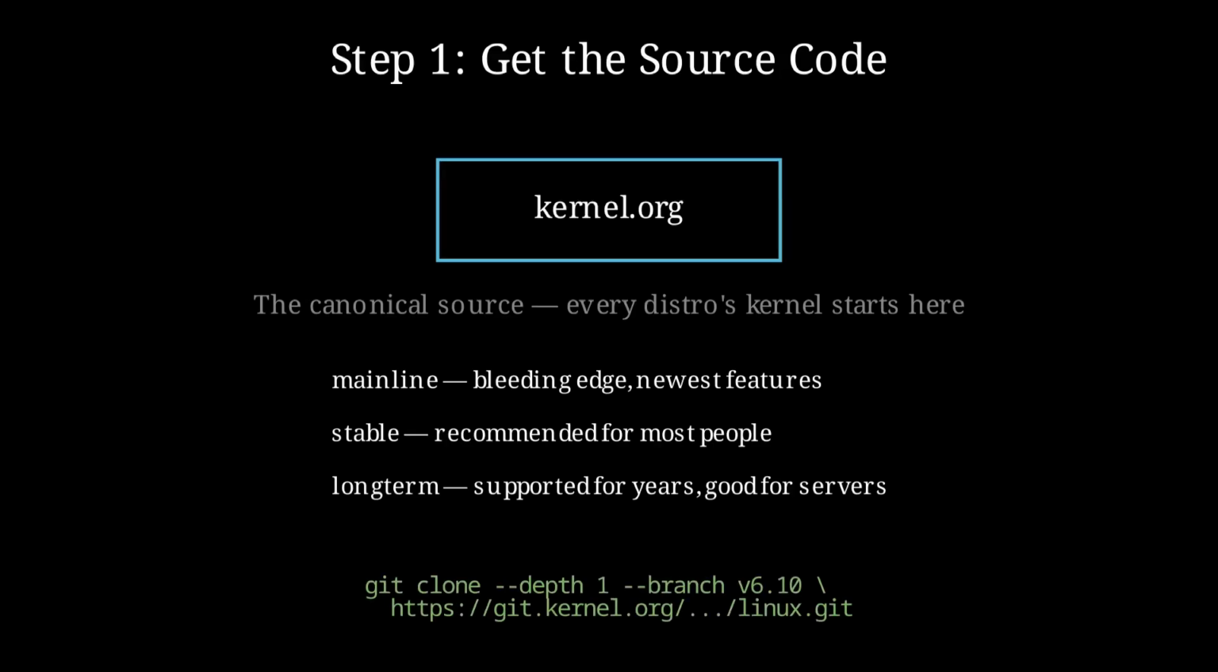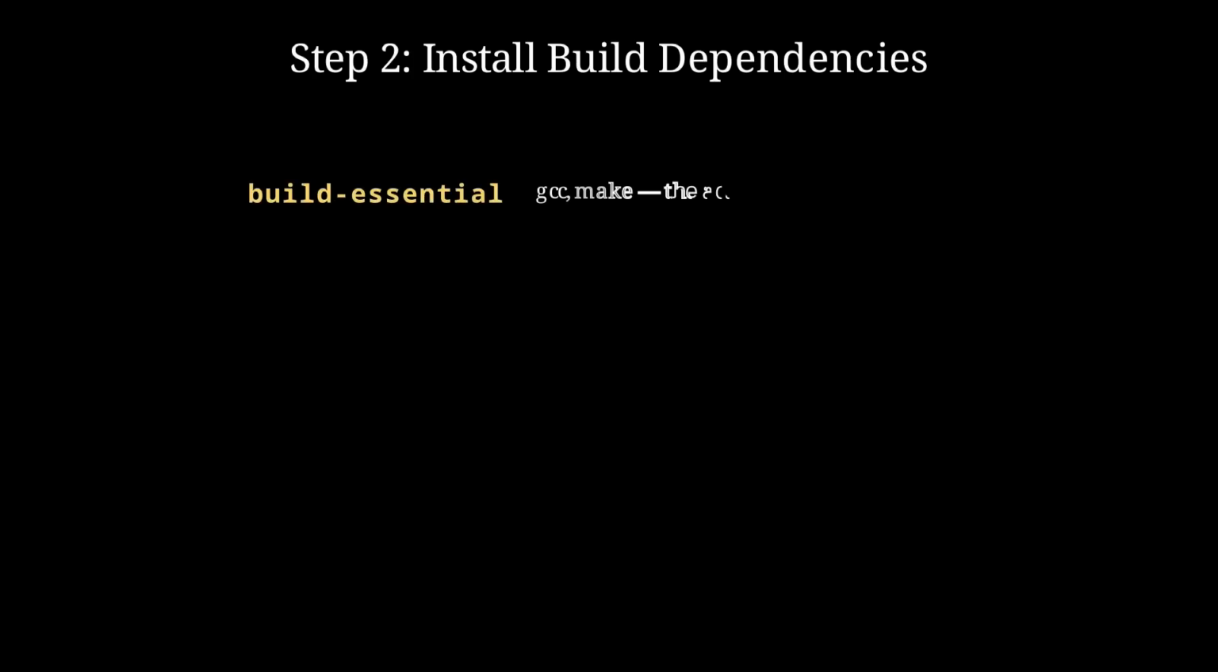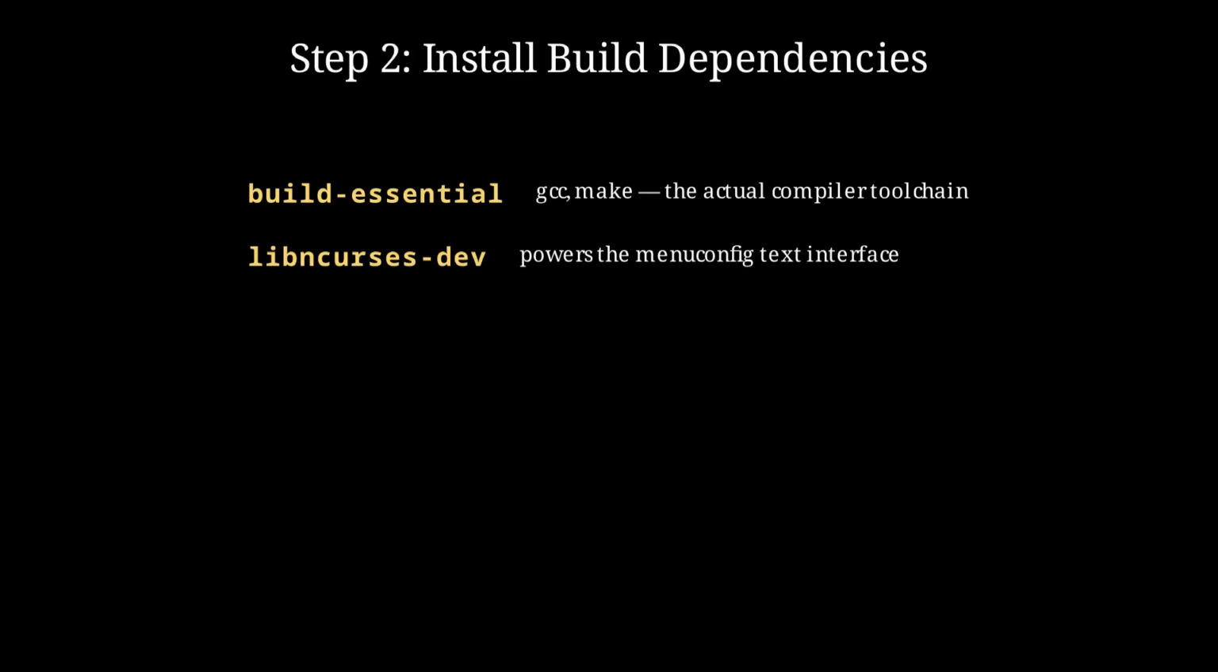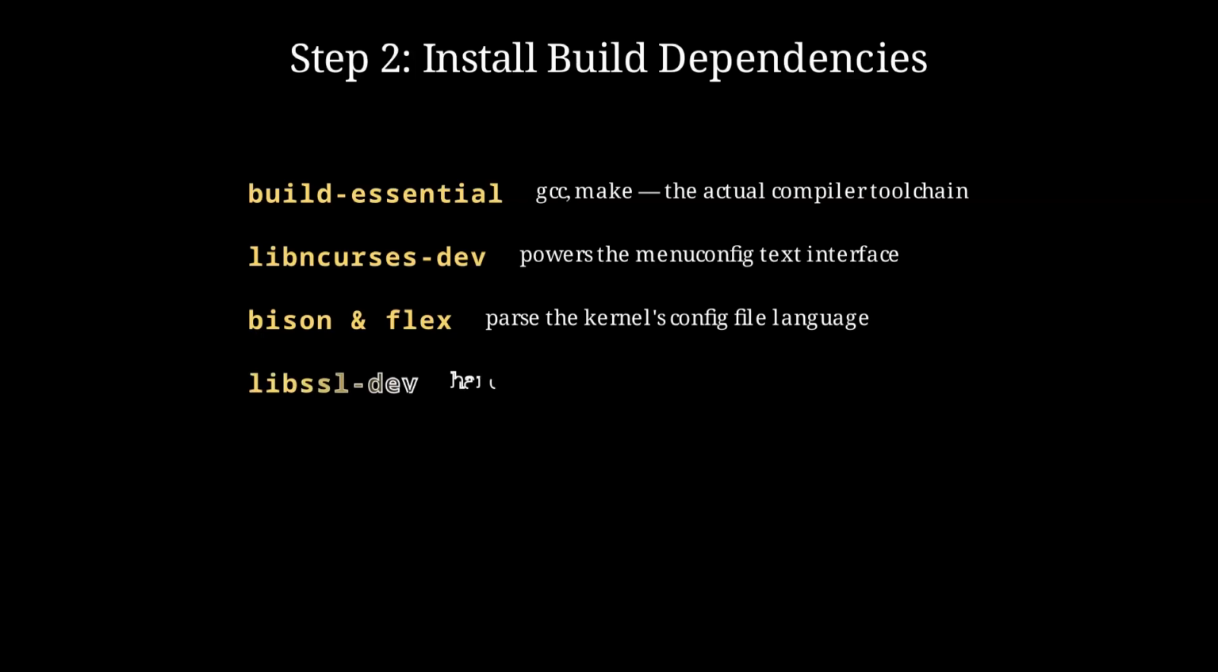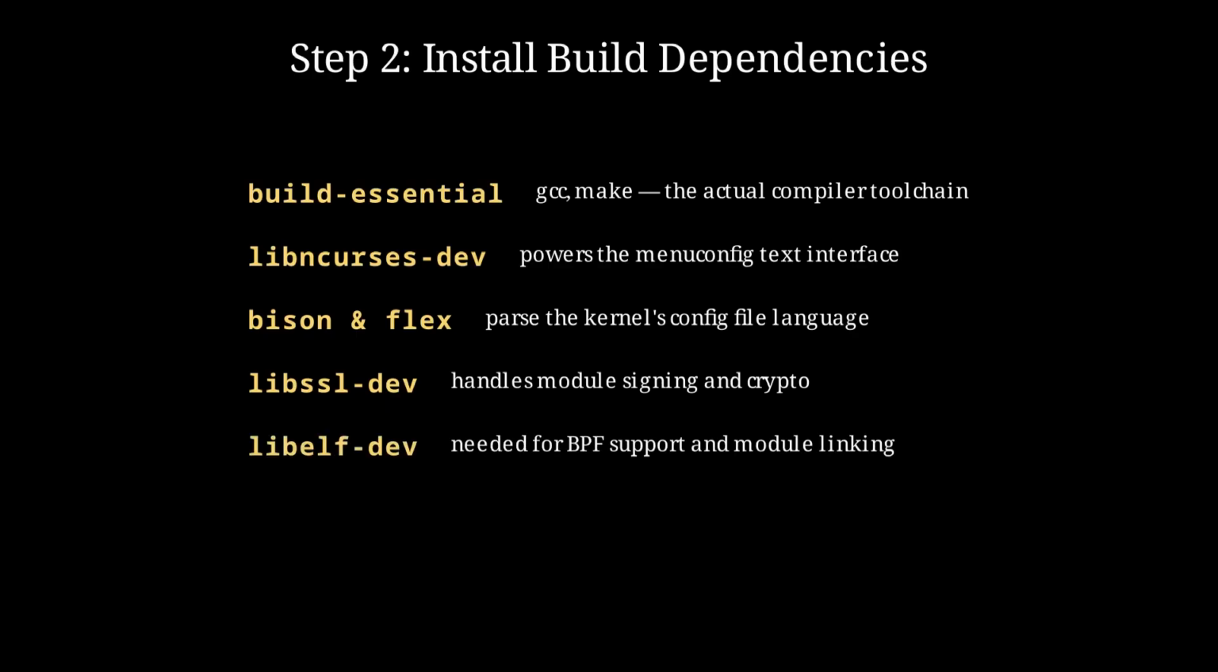Step 2. Install your build dependencies. A few of these matter more than people realize. Build Essential gives you GCC and Make, the actual compiler toolchain that turns source code into a working kernel. libncurses-dev is what powers that text-based menu interface you'll use to configure everything. Bison and Flex parse the kernel's configuration file language behind the scenes. libssl-dev handles module signing and cryptography. And libelf-dev is needed for BPF support and properly linking kernel modules together.